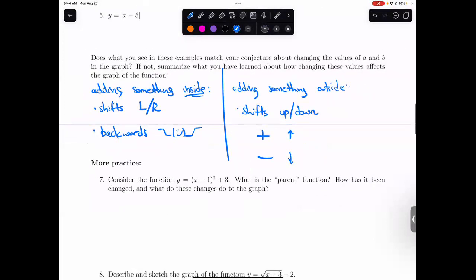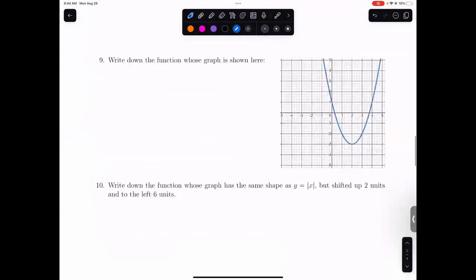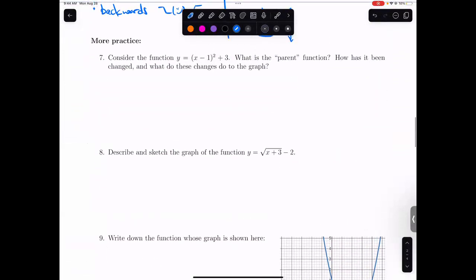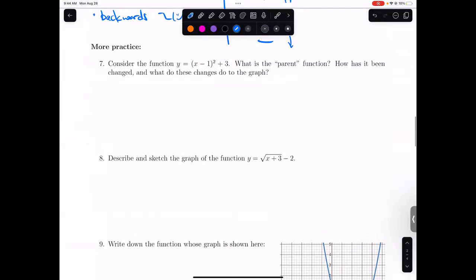Okay, the stuff on the back here. There are 4 problems. I'm just going to walk you through them real quick. The first one, here's a function.